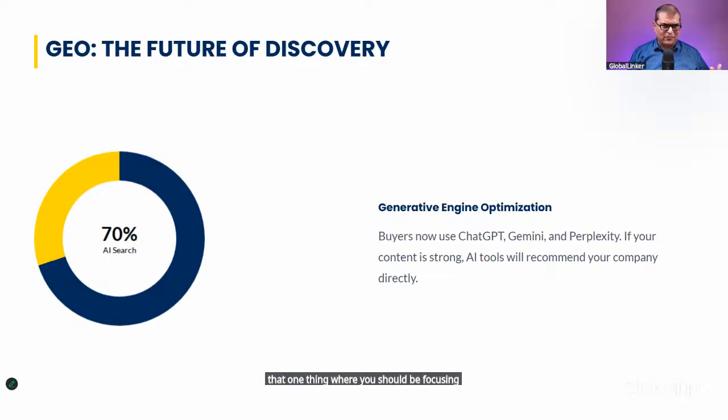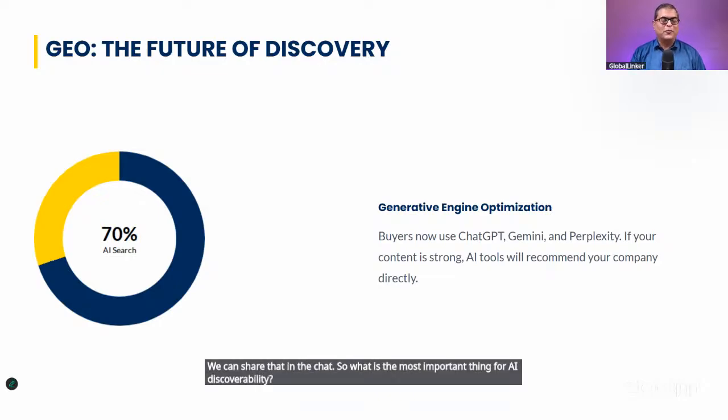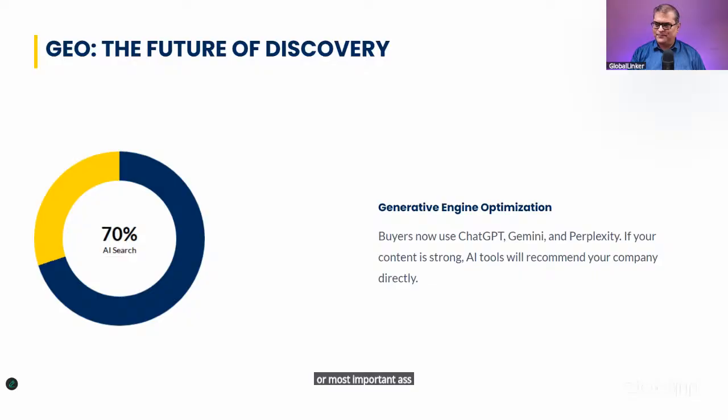Any guesses from the audience? We can share that in the chat. So, what is the most important thing for AI discoverability, or most important asset that you have? Okay, so Ravi ji has been the first one to respond. Entity and FAQs.